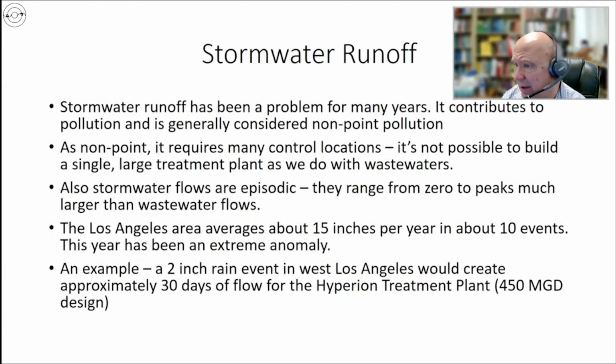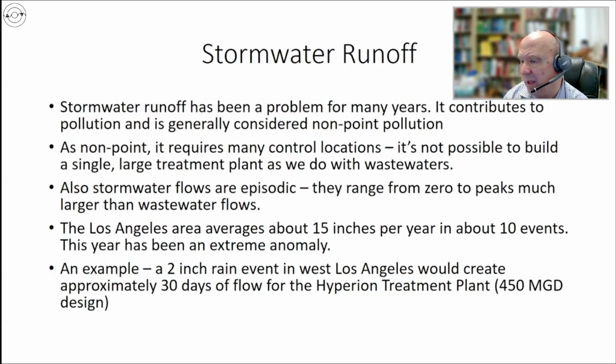So stormwater runoff has been a problem for many years. We've known about it. It contributes to pollution and is generally considered non-point source pollution. We've worked on various aspects of it, such as trash on beaches. As a non-point source, it requires many control locations. That makes it difficult. It's not possible to build a big, large treatment plant as we do with wastewaters. Also, stormwater flows are episodic. They range from zero at dry times to peaks much larger than wastewater flows. So a 1-inch storm in Los Angeles, west side, would be 30 days of flow at the big treatment plant.